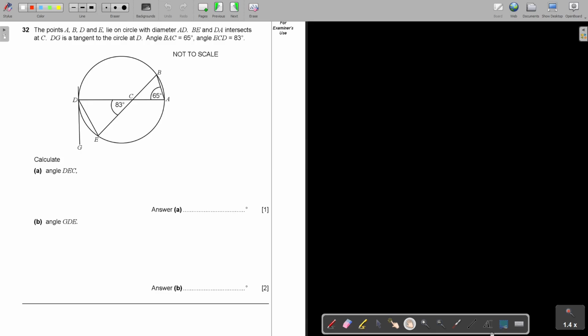The points A, B, D, and E lie on a circle with diameter AD. Very important that you underline it's the diameter, because there are properties involved with the diameter. BE and DA intersect at C. DG is a tangent to the circle at D. That's also very important. Angle BAC is 65.